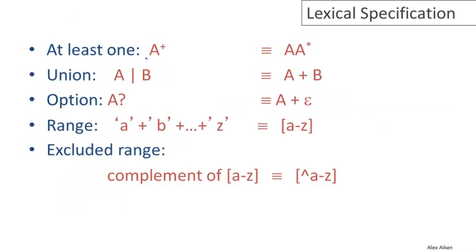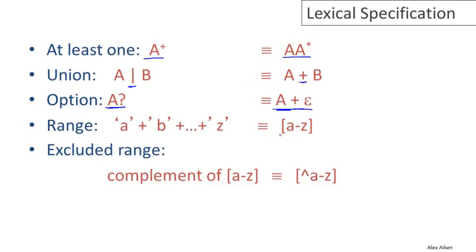One of the shorthands we talked about last time is A+, which means a sequence of at least one A, or the language A star. Sometimes you'll see a vertical bar used instead of union, so A plus B can also be written A vertical bar B. An optional A is an abbreviation for the regular expression A plus epsilon.